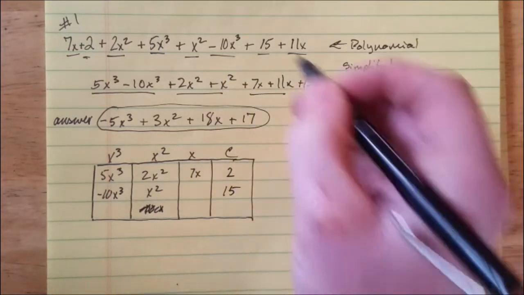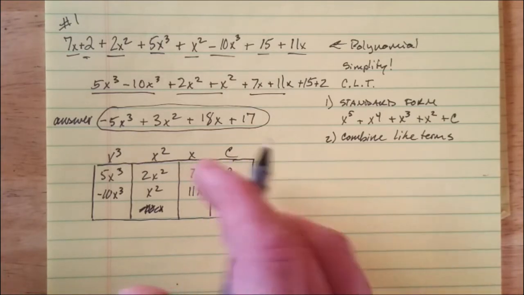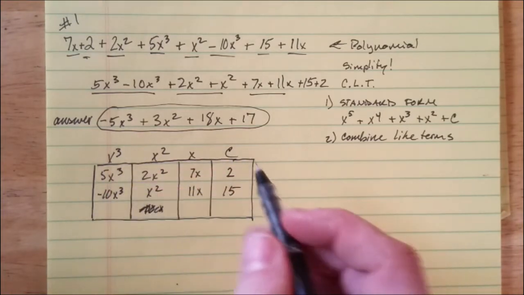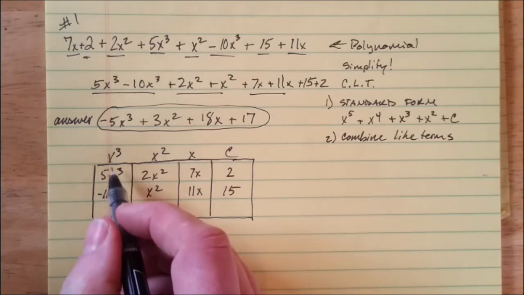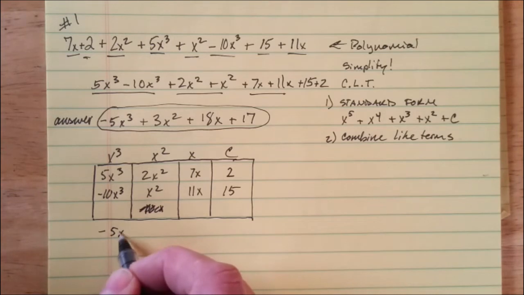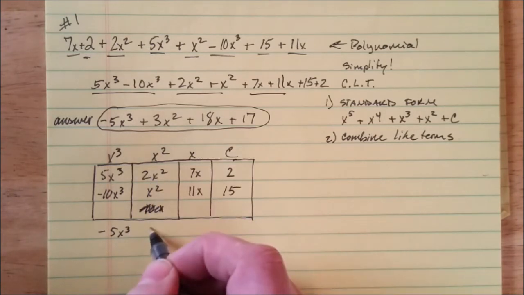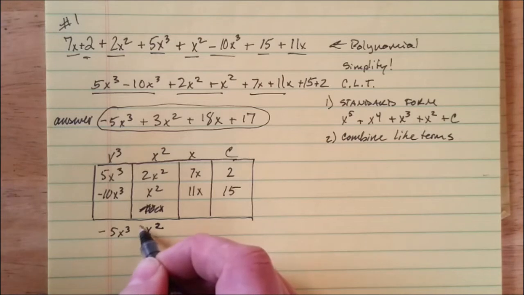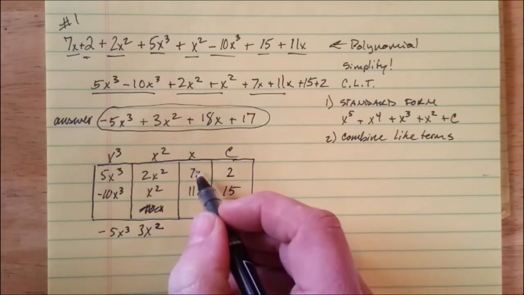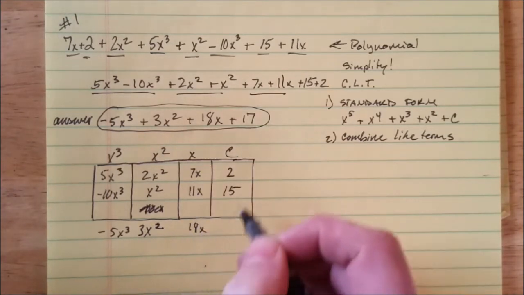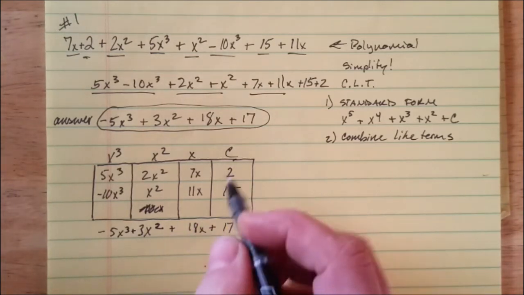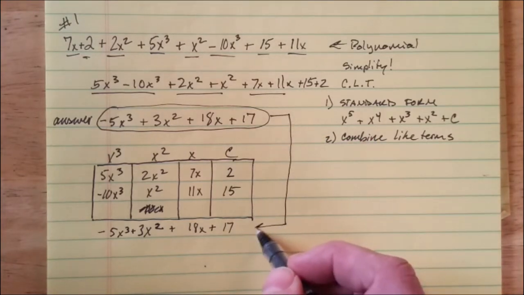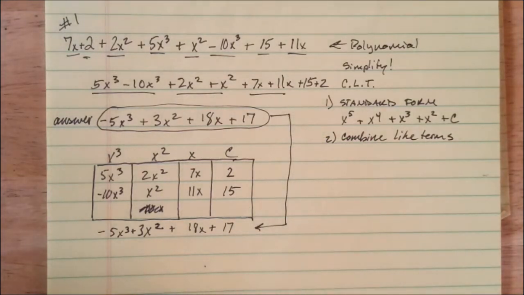15 and 11x. Okay, so you could sort of sort it into this table, and then we can just combine like terms in each column. 5 minus 10, negative 5x cubed. 2 and 1, that's 3x squared. 7 and 11, 18x. And 15 and 2, that's 17. Okay, same answer. Just kind of another approach for combining your like terms.